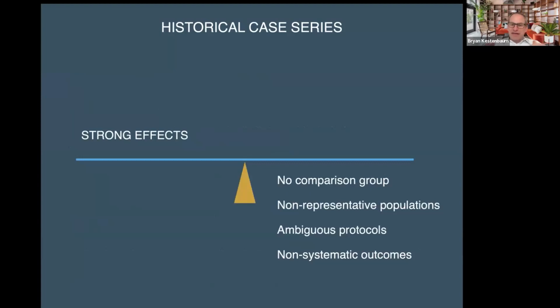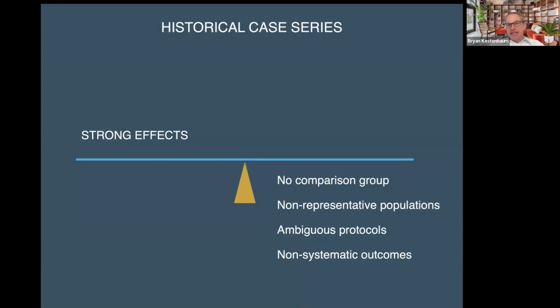We have to consider the very strong effects seen in these studies with what would be considered the most egregious methodologic flaws. Not even a comparison group. People are not even randomly assigned, or even assigned non-randomly, to get some kind of intensive treatment like this versus just usual care. The investigators just pick the patients they want to pick, and they put them on this regimen. Populations are not representative. The investigators, again, picked the patients they wanted.